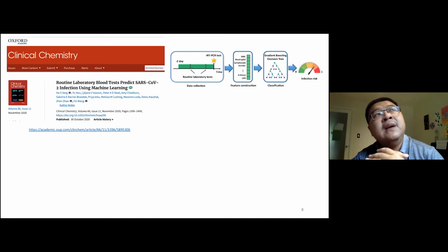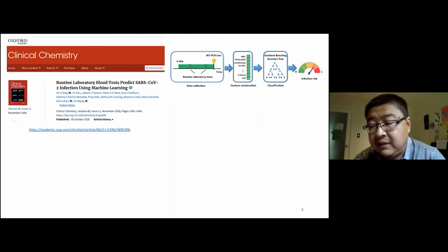And because all the patients also took the RT-PCR test, we can see whether those routine blood test profiles can be predictive of the actual RT-PCR result. And we use an ensemble model called the gradient boosting decision tree.